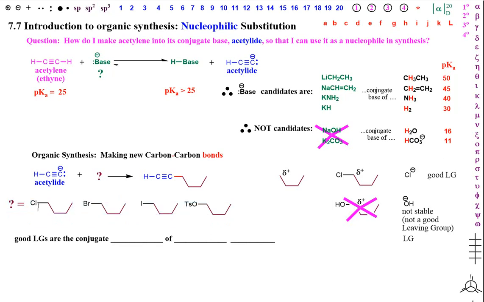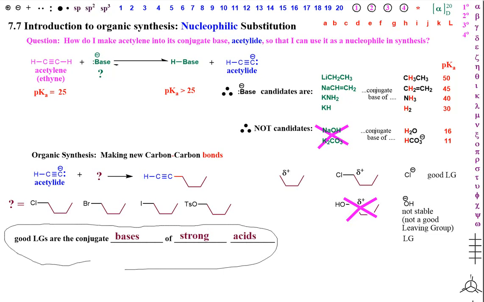If you look, the leaving group here is chloride, bromide, iodide, and toluene sulfonate. Looking back to chapter 4, these are all the conjugate bases of what kind of acids? HCl would be the acid, HBr would be the acid, HI would be the acid, and HOTs. Those are strong acids. I will fix this in a second. Good leaving groups are the conjugate bases of strong acids.